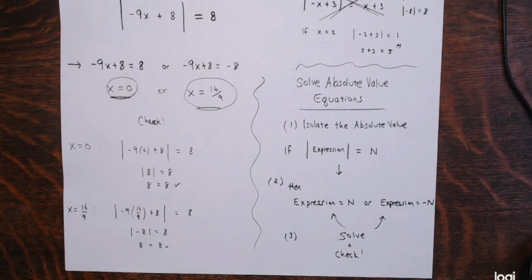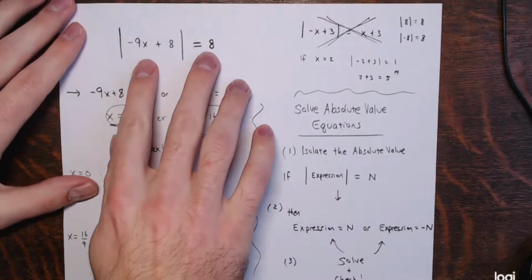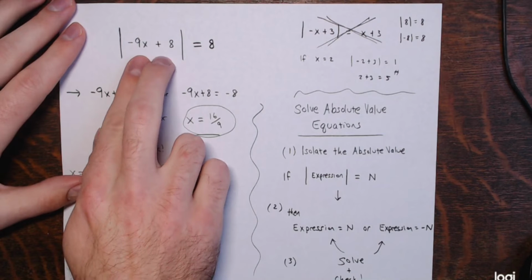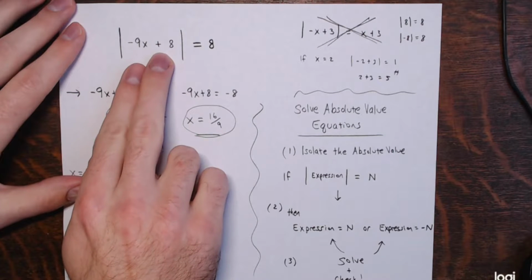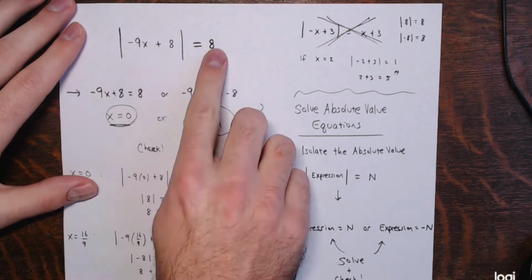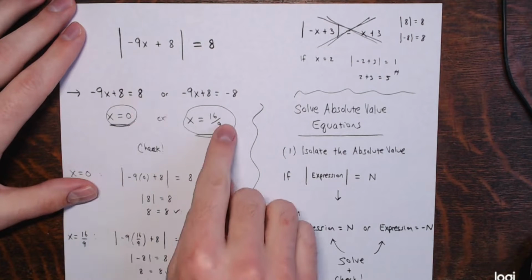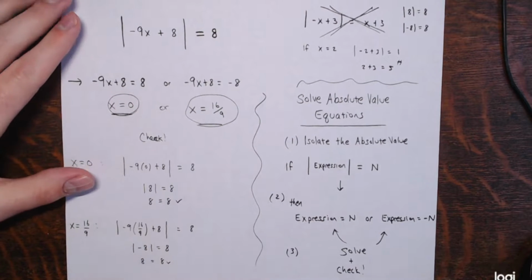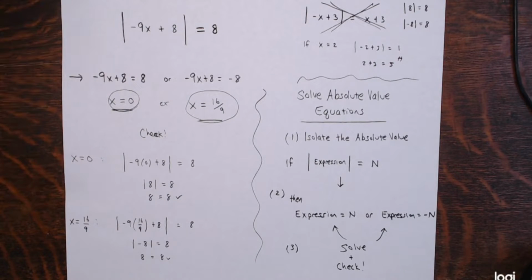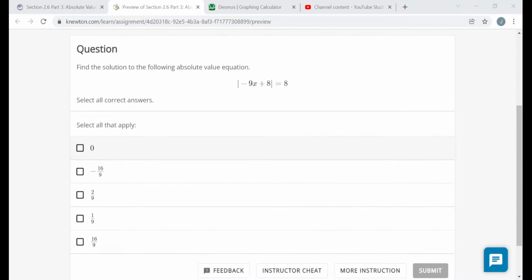Get the absolute value alone. You're going to take the expression inside and basically say that expression inside is either the number on the other side or the opposite of the number on the other side. Solve and check, and always check back in the original equation. So 0 was a solution we saw, but it says select all that apply, and we also saw that positive 16/9 was a solution.